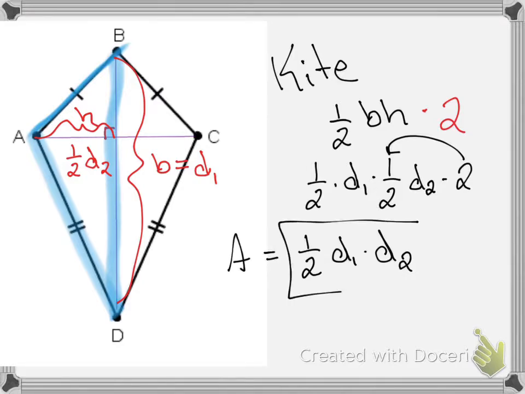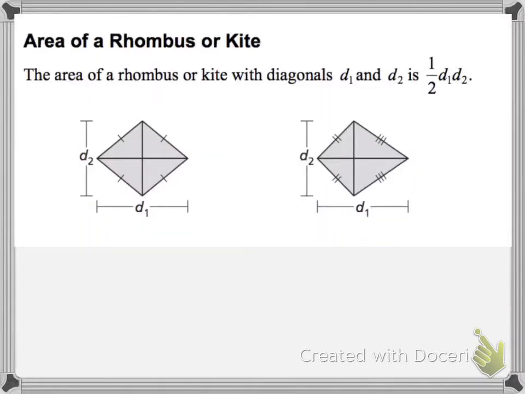Again, what's nice is these equations are the same for both a rhombus and a kite, so I don't have two different things to memorize. Okay, so here we have the area of a rhombus or a kite with diagonals d1 and d2. There's my two diagonals, d1, d2. The area is 1/2 the product of the diagonals.